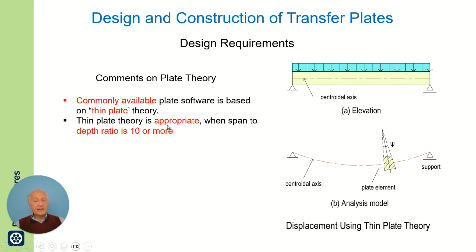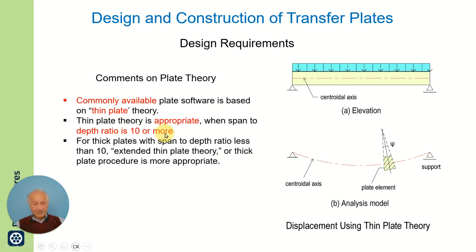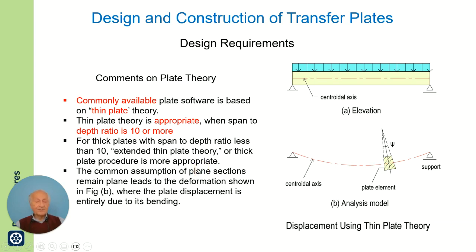Thin plate theory is approximate when span to depth ratio is 10. Appropriate is 10 or more. It applies well for thin slabs. For thick plates with span to depth ratio less than 10, extended thin plate theory or thick plate procedure is more appropriate.